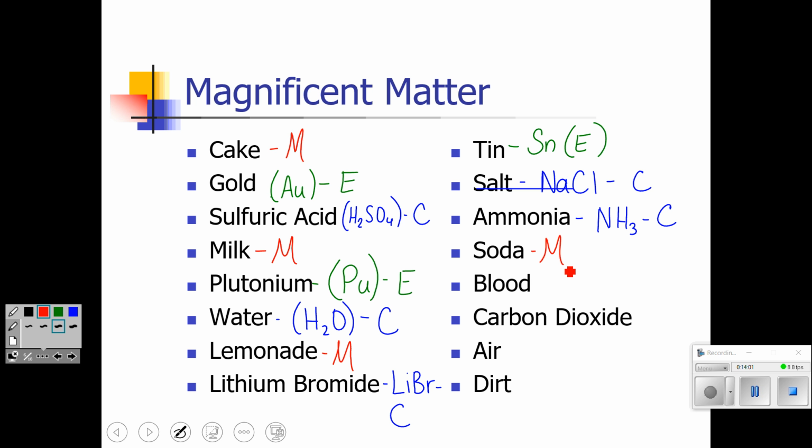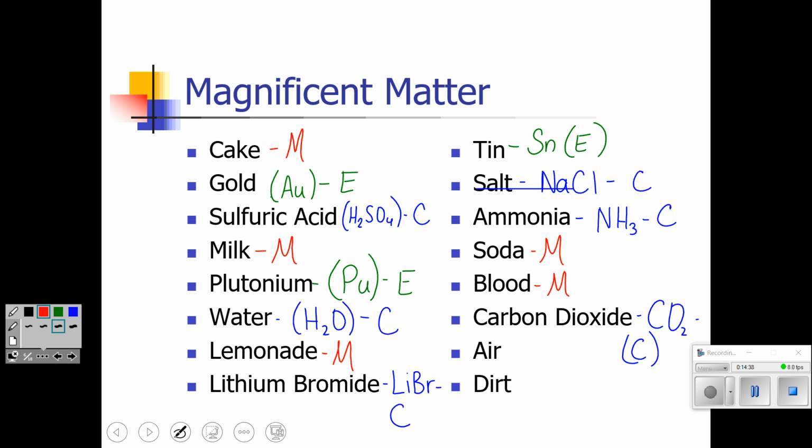Blood is also a mixture. You've got your red blood cells, white blood cells, platelets, iron, all of that flowing around. They're not chemically combined. They're present in different amounts. Some people have elevated levels of white blood cells. Some people have elevated levels of iron or decreased levels of iron. And it's still considered to be blood. So that is a mixture. Carbon dioxide is made up of 1 part carbon, 2 parts oxygen. So that is a compound.